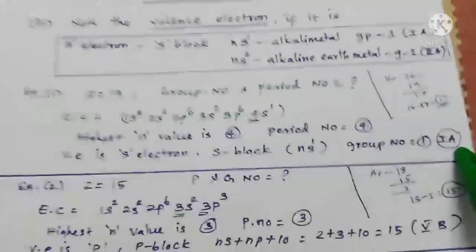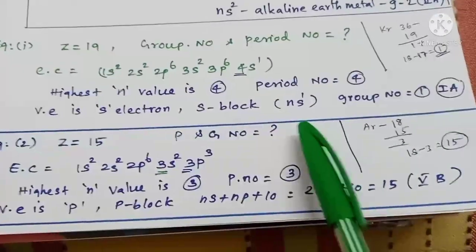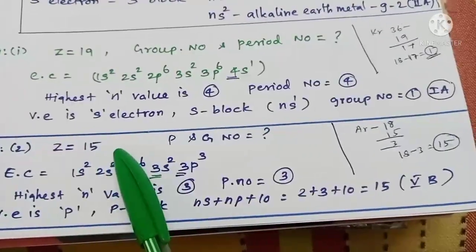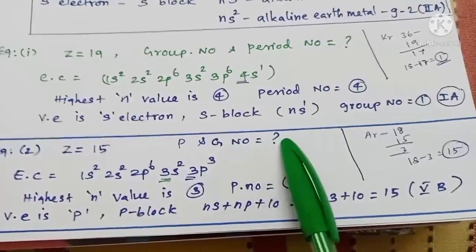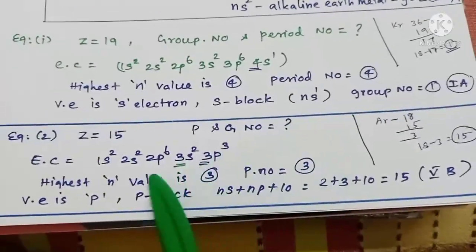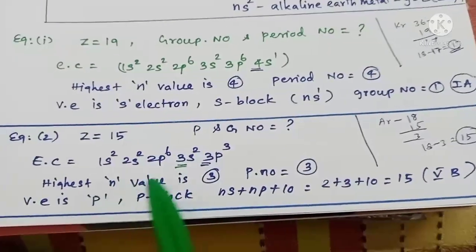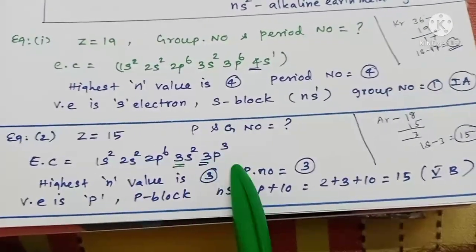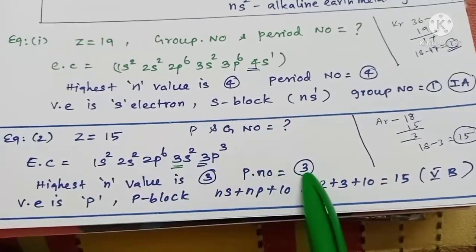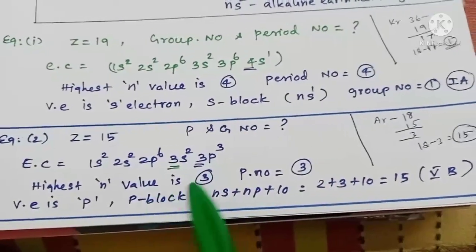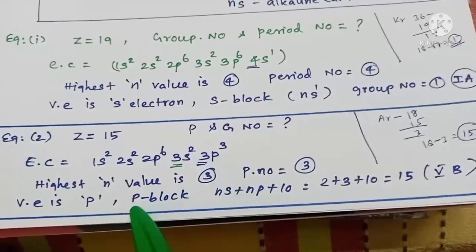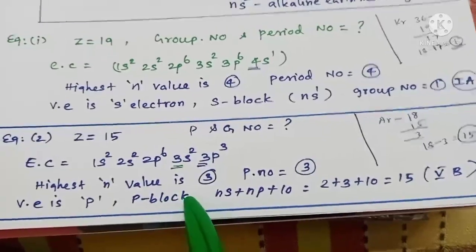Then the next example: atomic number 15. You are supposed to find the period and group number. This is the complete electronic configuration for atomic number 15. The highest n value is 3, so this element belongs to period number 3. Now look at the valence electron. It is a p electron, so this element probably belongs to the p block.